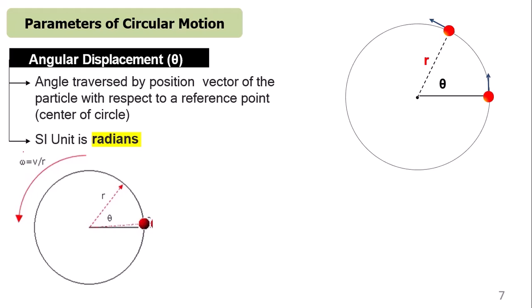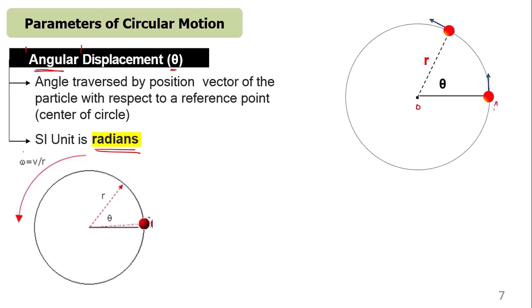Now, first we define the displacement. In kinematics, we define the displacement by the line joining the initial and the final position, and the direction is along that straight line. Here I should define the displacement as the angular displacement. Not only displacement, we should put the word angular to define it. That quantity is defined as theta, and its unit is radian.